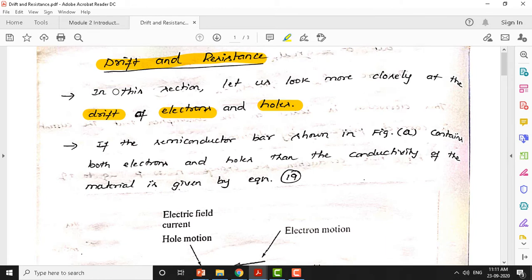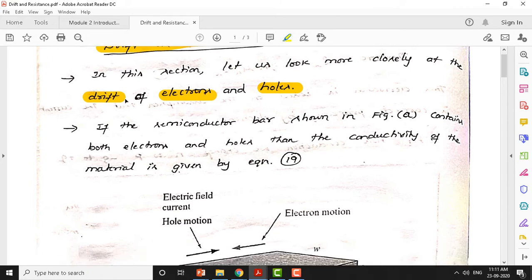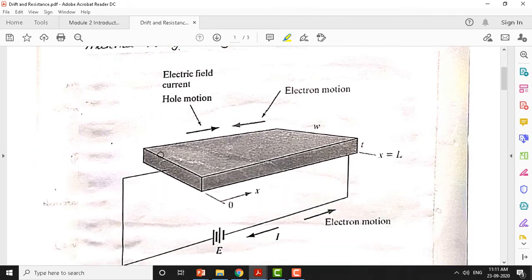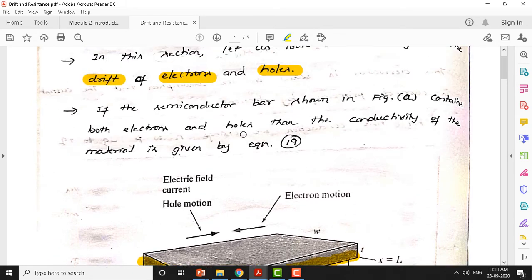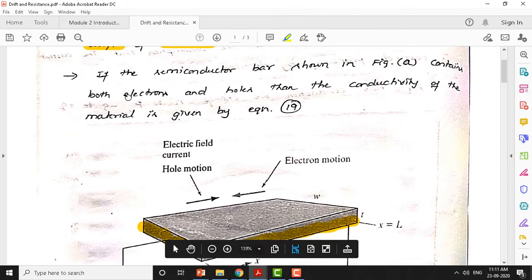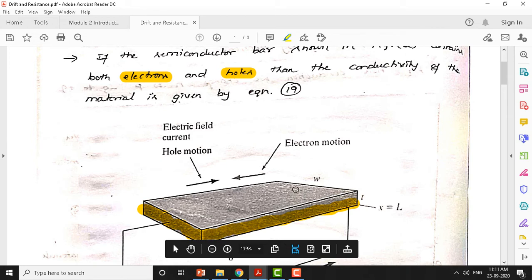Now let us try to understand drift current and what is the resistance offered by the semiconductor material for the drift current. When we say drift, we need to consider both electrons as well as holes. You can see here there is a semiconductor bar I have chosen. This is the bar which I have considered to explain the concept of drift as well as resistance. This semiconductor bar contains both electrons and holes. Let's assume that this rectangular box is made up of both electrons and holes.